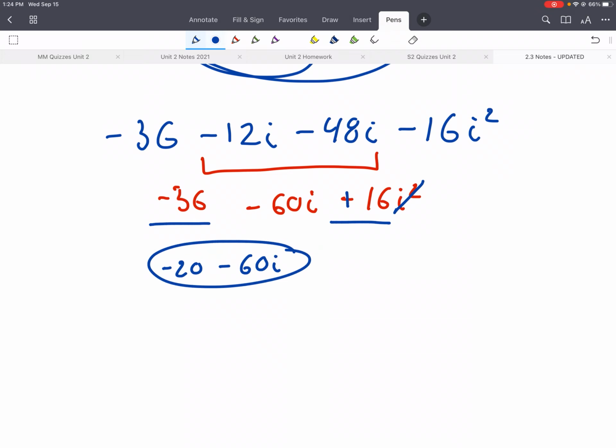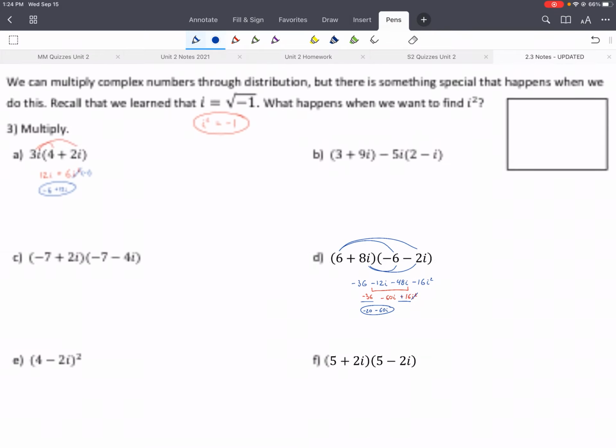So all of these problems, you'll never have more than two terms. Basically a real part and an imaginary part. If you have a third, then you probably have an i squared. Or you didn't combine like terms. Didn't combine all the reals and all the imaginaries. Okay, so that's about it.